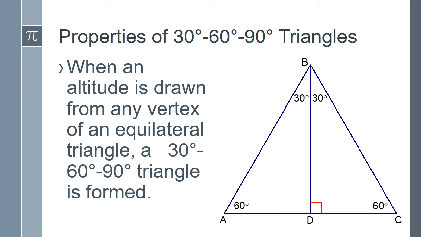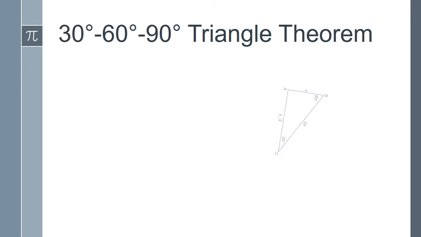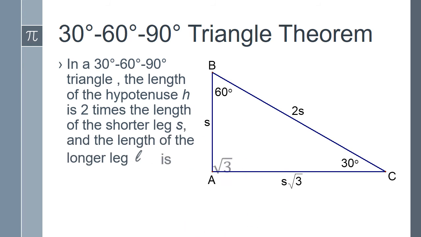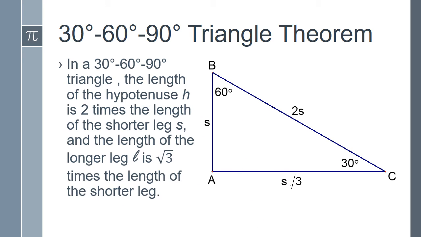Okay, so if we draw an altitude from the vertex of any equilateral triangle, a 30, 60, 90 triangle is formed. So these triangles have special properties too. In a 30, 60, 90 triangle, the length of the hypotenuse h is 2 times the length of the shorter leg, s, and the length of the longer leg is square root of 3 times the length of the shorter leg. So it all goes off of the shorter leg.